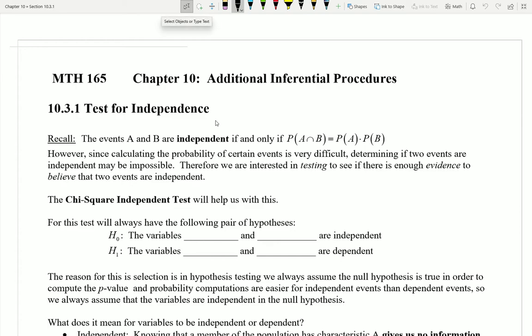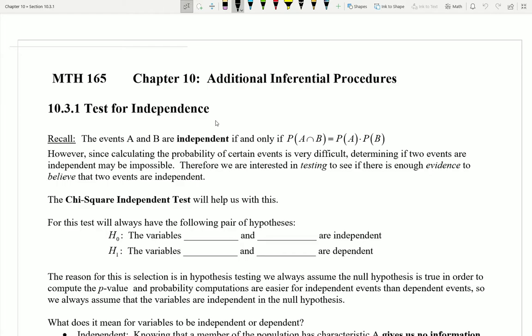In this video, we're going to take a look at section 10.3.1 in probably our second to last hypothesis test for this semester. In this section, we're going to be interested in trying to test to see if two variables are independent.